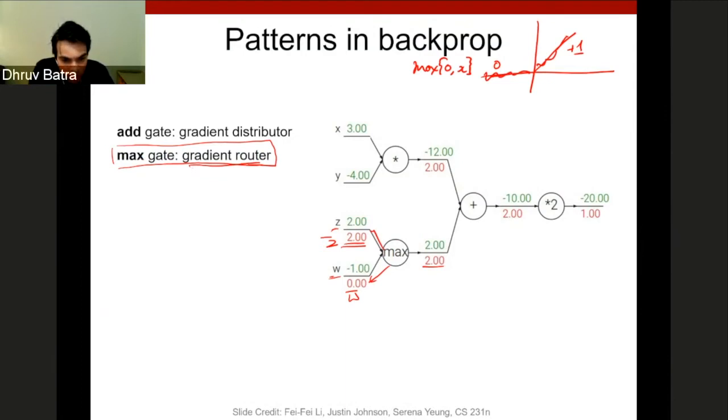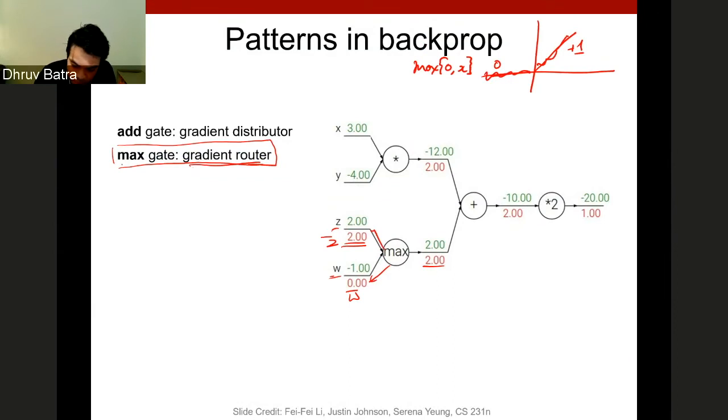What if the noise causes equality? Finite precision, take two double or floating point numbers and add noise to them. The probability that they will cause equality is almost surely 0. So now we know max gate is a gradient router.